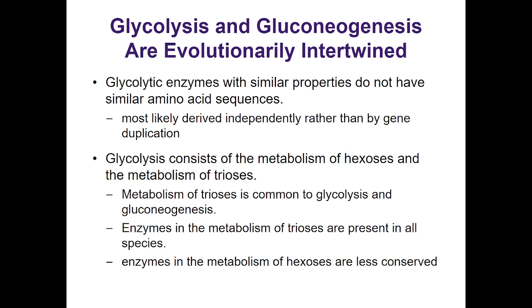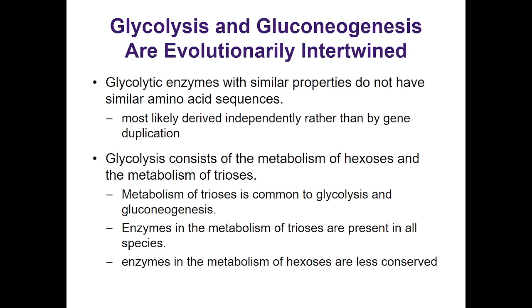Your glycolytic enzymes with similar properties do not have similar amino acid sequences. Most likely, they're derived independently rather than through gene duplication. Glycolysis is going to consist of metabolism of the hexoses and metabolism of your trioses. The metabolism of your trioses is going to be common to glycolysis and gluconeogenesis. The enzymes in the metabolism of trioses are present in all species. Enzymes in the metabolism of hexoses are less conserved.